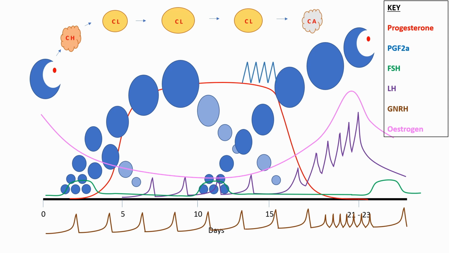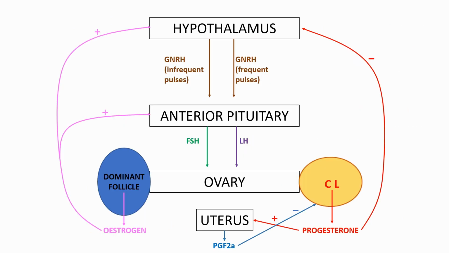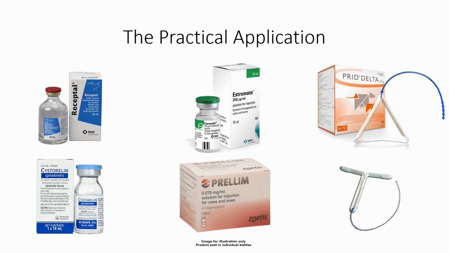In terms of the practical application of these hormones, when we actually go out on farm, there are three main hormones that we have control over. And those three are GnRH, prostaglandin F2 alpha, and progesterone. There are lots of different products that will be different based on what practice you go for, so I'm just going to stick to the hormone name rather than the product name.